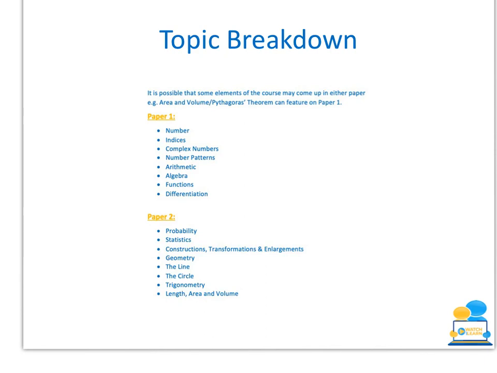So for example, area and volume, Pythagoras' theorem, features quite regularly on paper 1, so much so that I'd almost go on and add my area and volume into the paper 1 topics, because it does come up quite a lot, particularly in the section B's. But again, that's just to give you a rough idea. I'm not going to read through all of them, but you can certainly pause the video and have a look through them so that you know, roughly speaking, what to expect on paper 1 and paper 2.